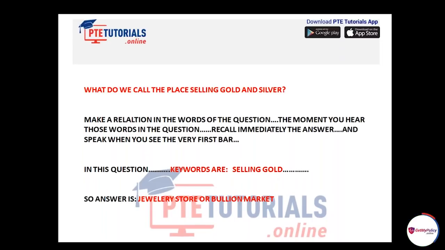And the answer is jewelry store or bullion market. Either answer you can speak. So I'm repeating again, make a relation with the words of the question. The moment you hear those words, like in this question, when I hear the words selling gold, immediately recall the answer and speak it when you see the very first part. This is the best thing. There is no need to go through each and every point, each and every word while you are practicing. Selling gold, okay. Answer is jewelry store or bullion market.